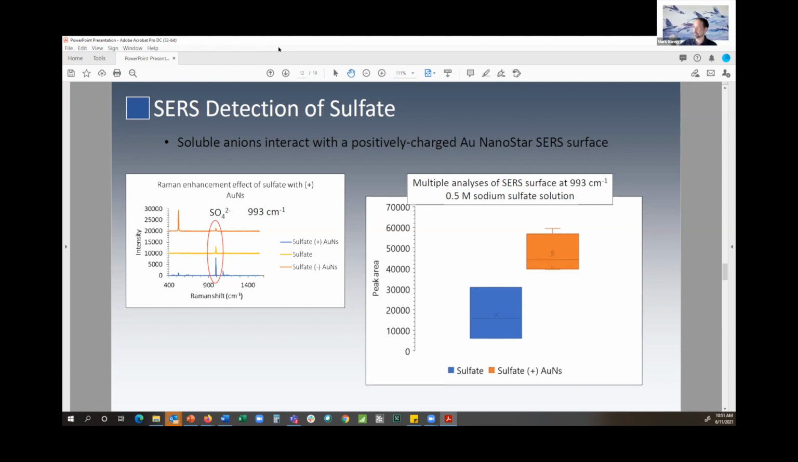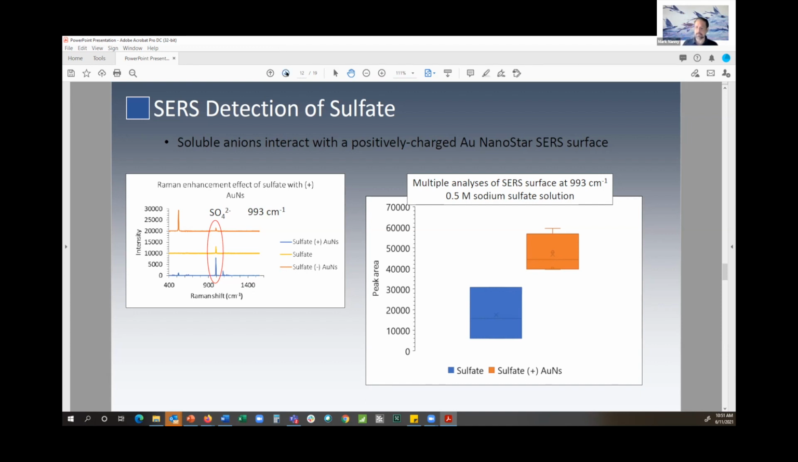Now, this is just one measurement on that surface. We take multiple measurements, again, because it's the cow pasture problem. We're still trying to get our analytes and nanoparticles evenly distributed. But this box and whisker diagram shows that the blue box, sulfate by itself, has a median peak area of about 20,000, while when we have the sulfate with the cationically charged silver nanoparticles, that signal just about a little bit more than doubles. So we're on the right track. We just have to fine tune several aspects of this.